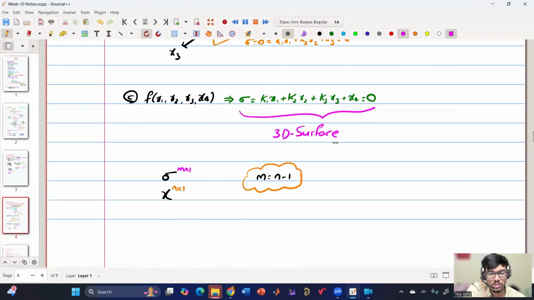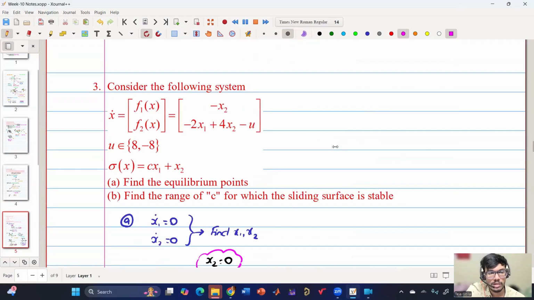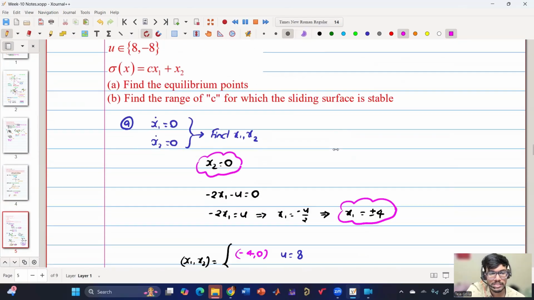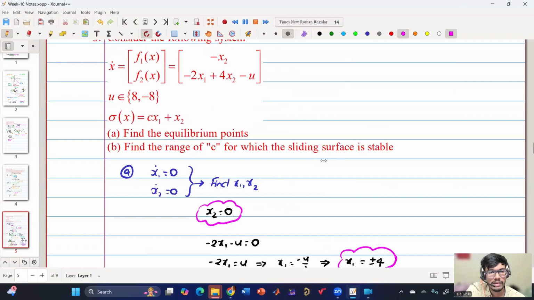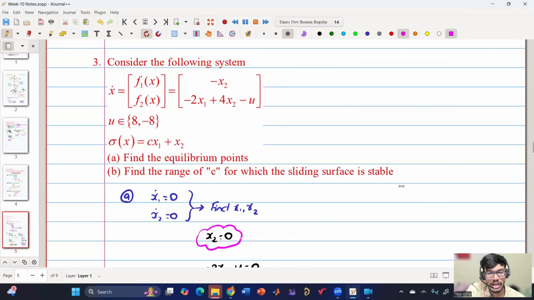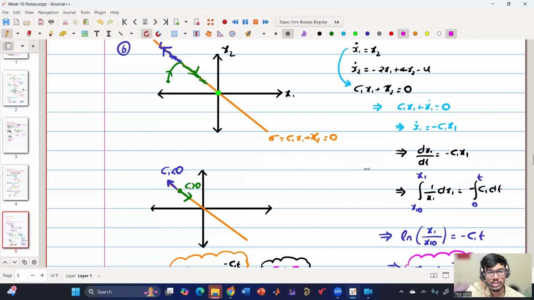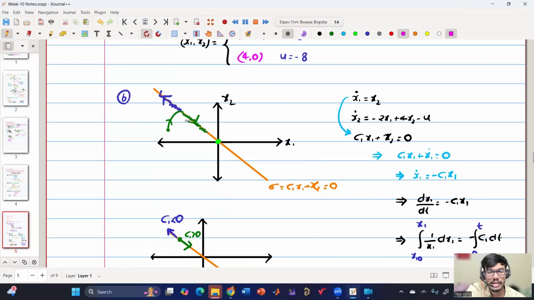So overall, just to summarize, the dimension of the sigma will be 1 dimension lesser compared to the system. Then we have solved another problem where we have found the equilibrium points. As the input is switching between 8 and -8, we'll get 2 equilibrium points, and then we have seen what is the range of C for which the sliding surface is stable. So we know that when it is sliding on the sliding surface, it can come towards the equilibrium point or it can go away from the equilibrium point.